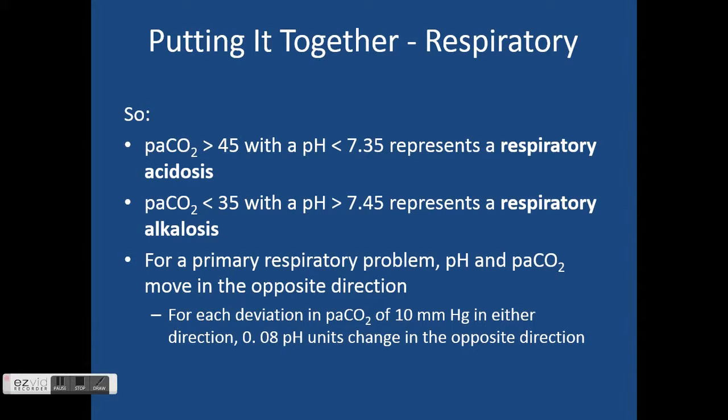For metabolic, if my bicarb is low and my pH is low, it's a metabolic acidosis. If my bicarb is high and my pH is high, then it's a metabolic alkalosis. Again, putting it all together, if I have my bicarb and my pH moving in the same direction, it's most likely a primary metabolic issue.